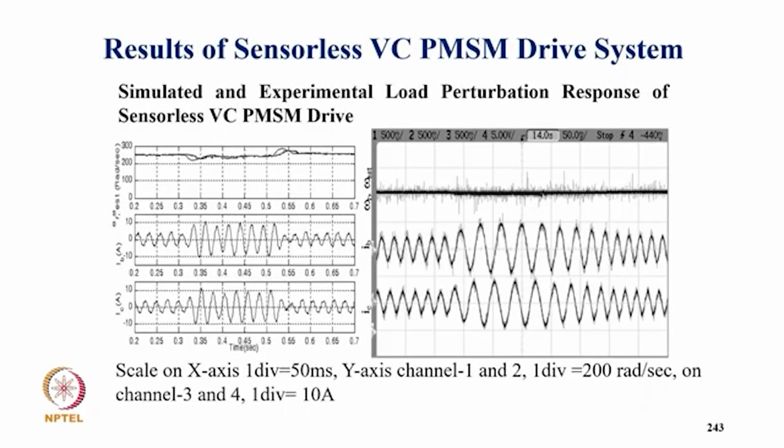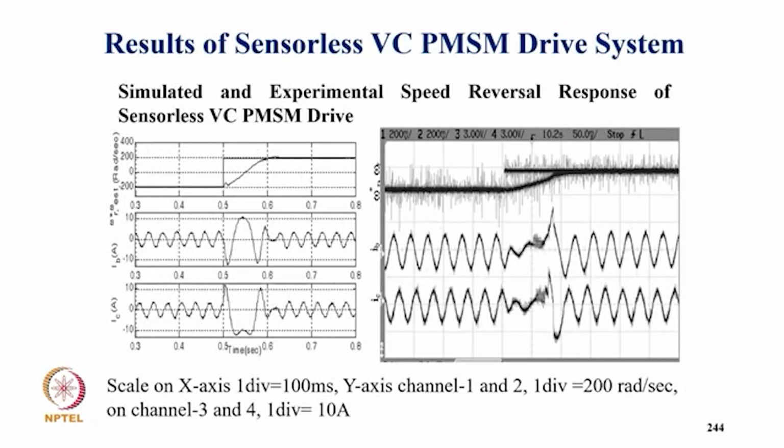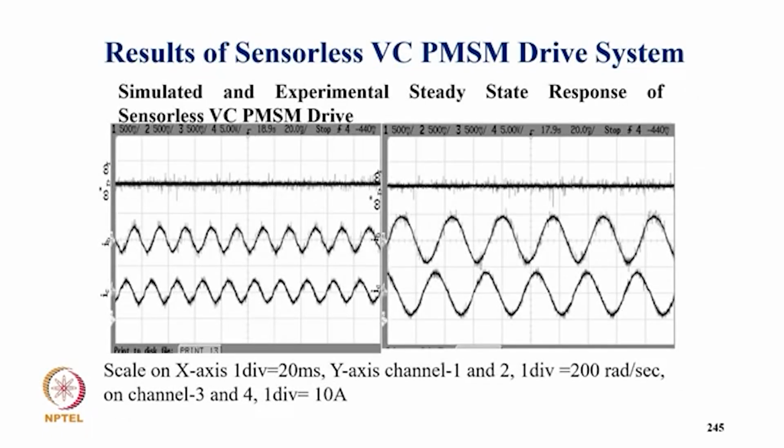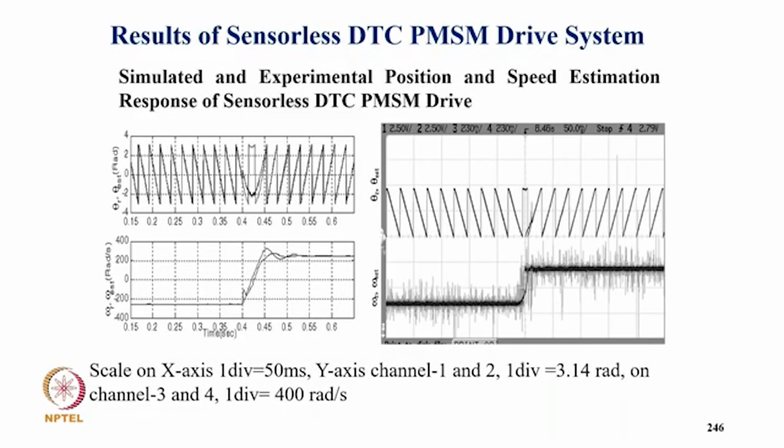This is for load application and removal in both the cases, and this is typically for the reversal. So you can clearly see how the reversal is taking place from minus 200 radian per second to plus 200 in experimental and simulated, and the current phase is changed. And this is typically your I alpha, your steady state voltage, the speed and reference speed and two-phase current.